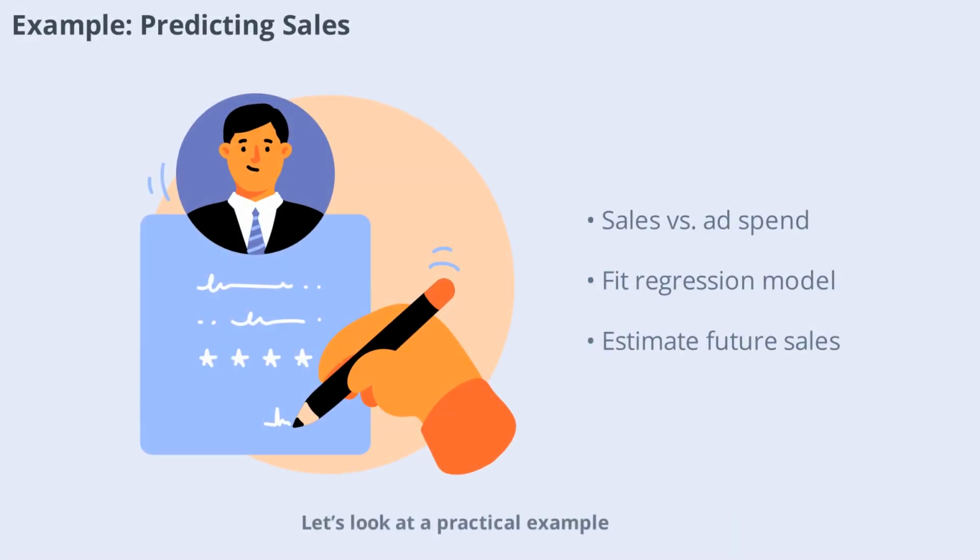Let's look at a practical example. Suppose you want to predict sales based on advertising spend. By collecting data on past sales and ad budgets, you can fit a simple linear regression model. The resulting equation allows you to estimate future sales for any given advertising budget, helping you make informed business decisions.